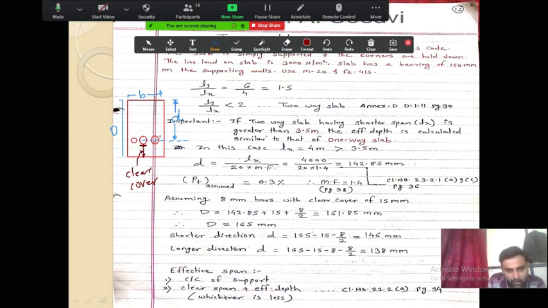If you take the distance from the center of the bar, that is from here to this bottom point, this is called effective cover. Now you will understand this. If I know the effective depth, and I want to calculate the overall depth D, then what should I do? To this small d, I need to add this much distance.